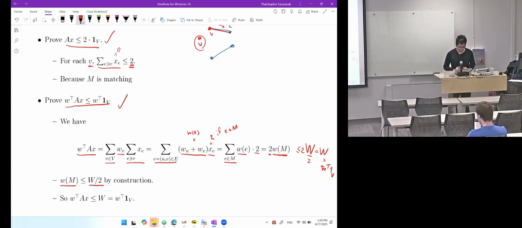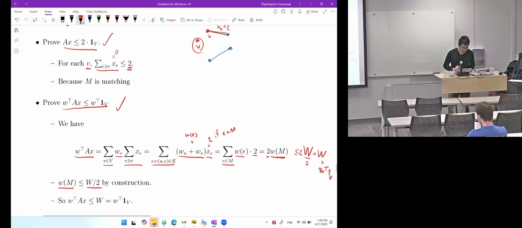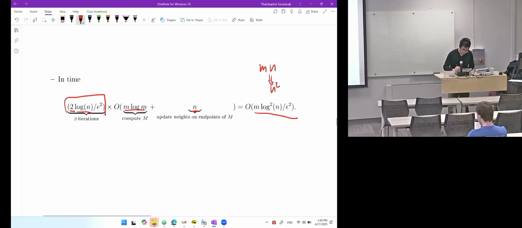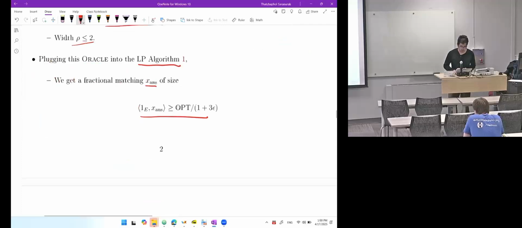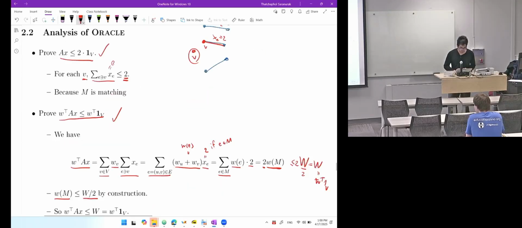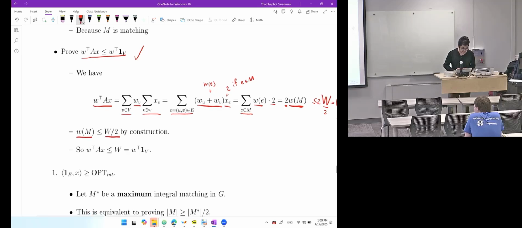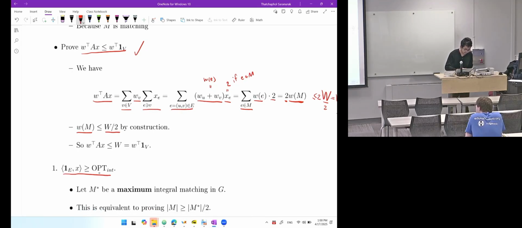Okay. So basically the fact that we have this condition is to control this, it implies that w^T A x is at most W times 1. We want this. And the last thing is that we want the size of x to be at least opt integral.